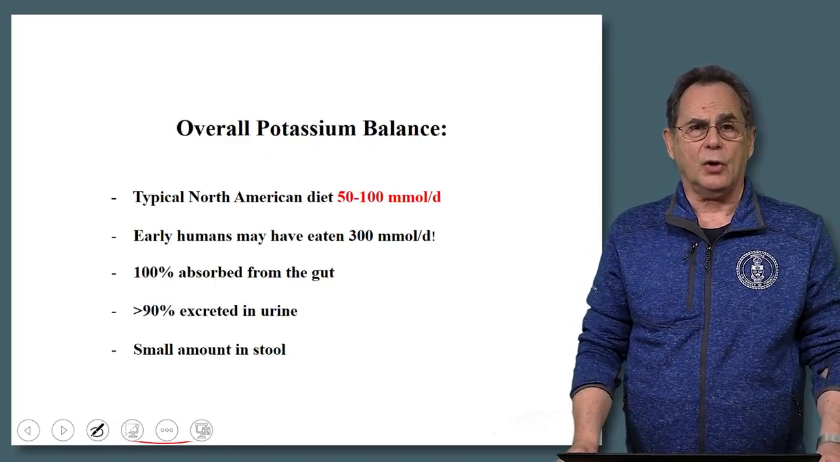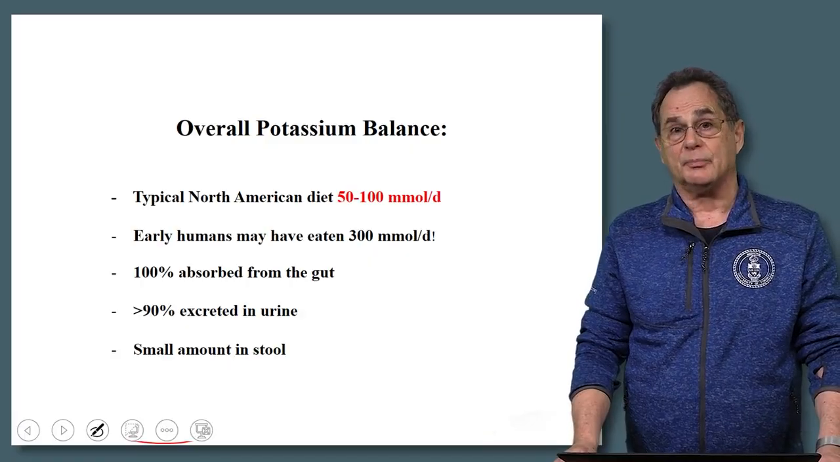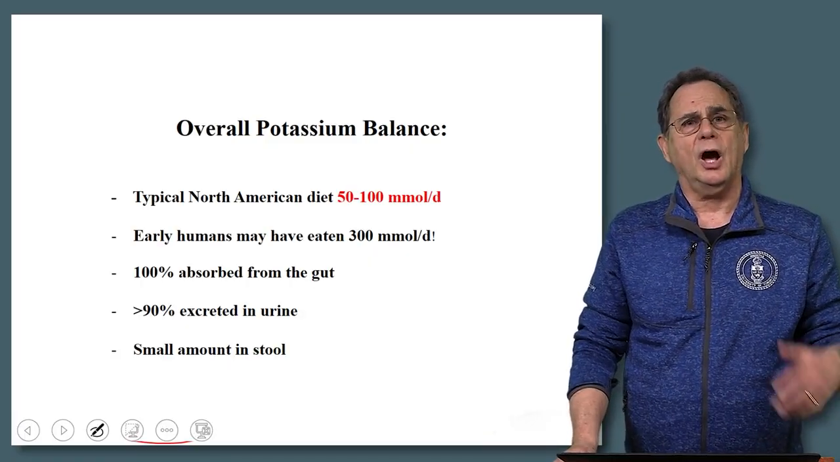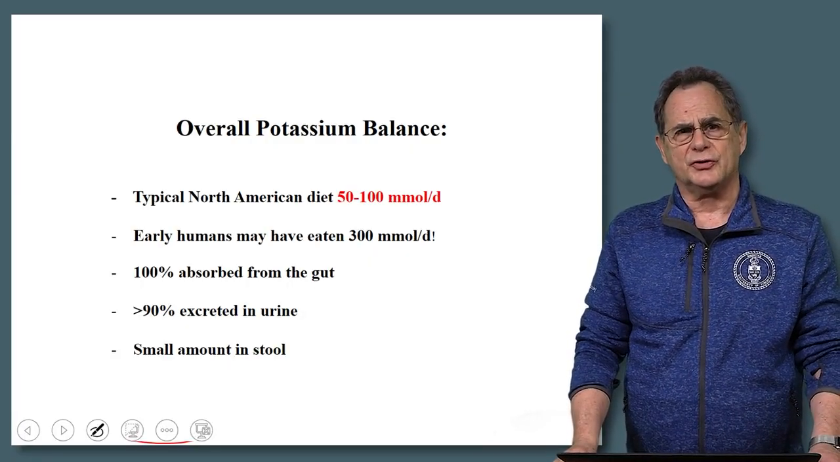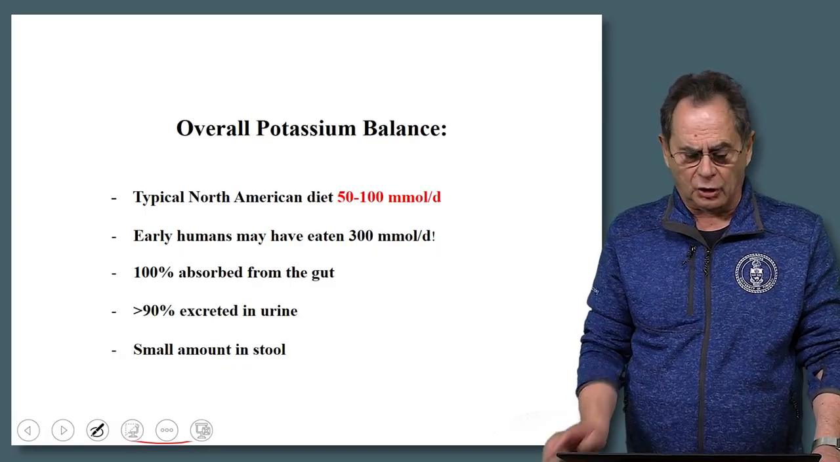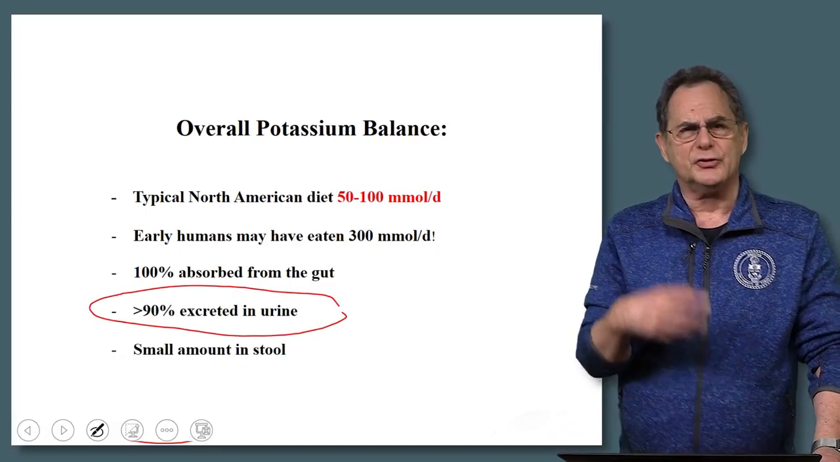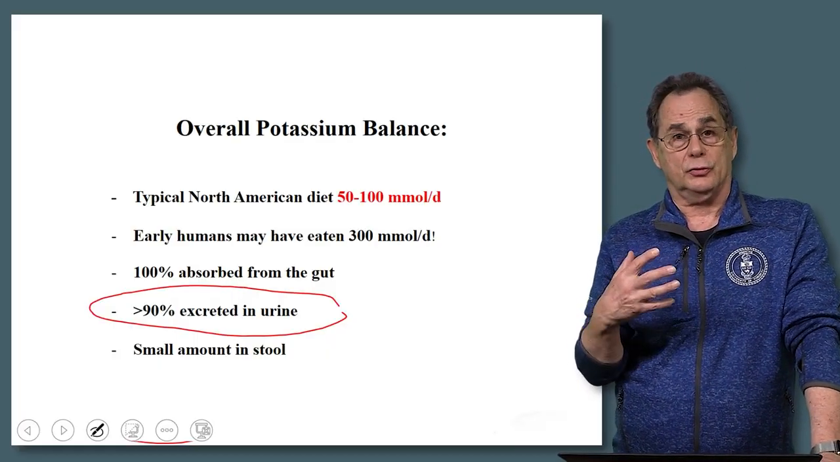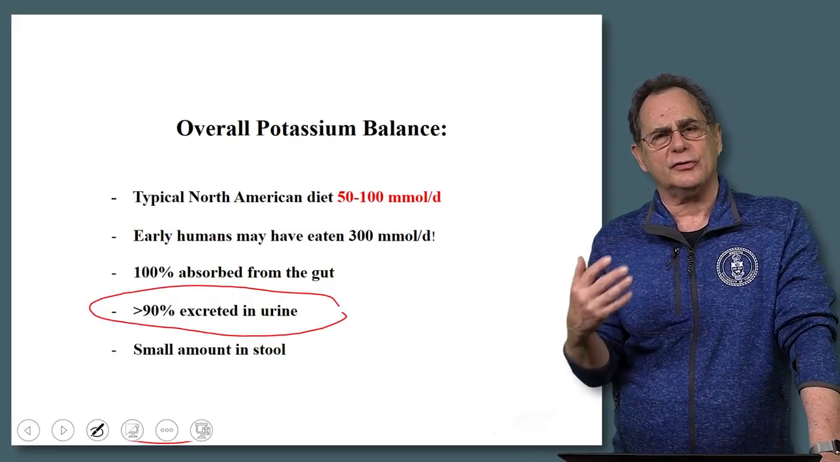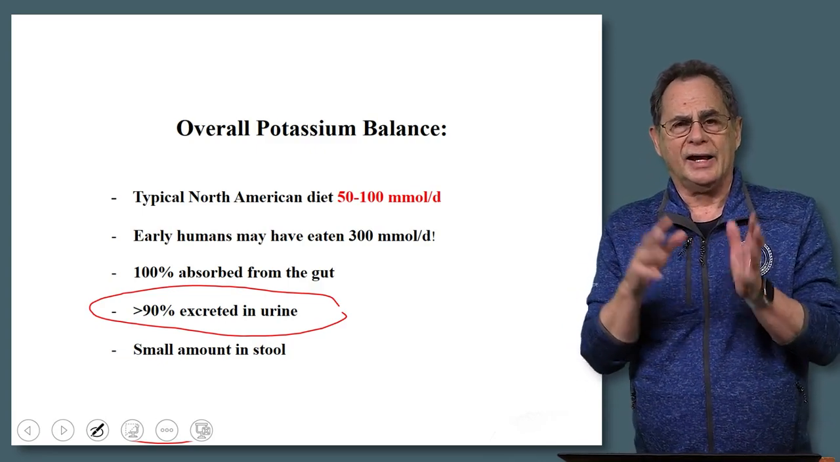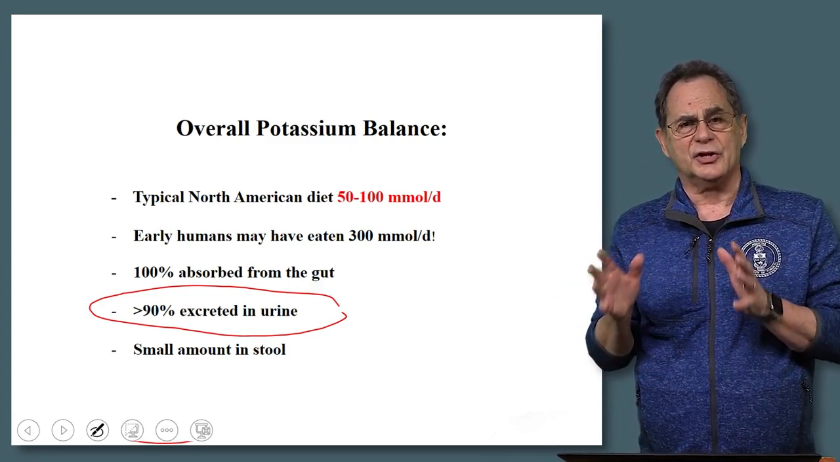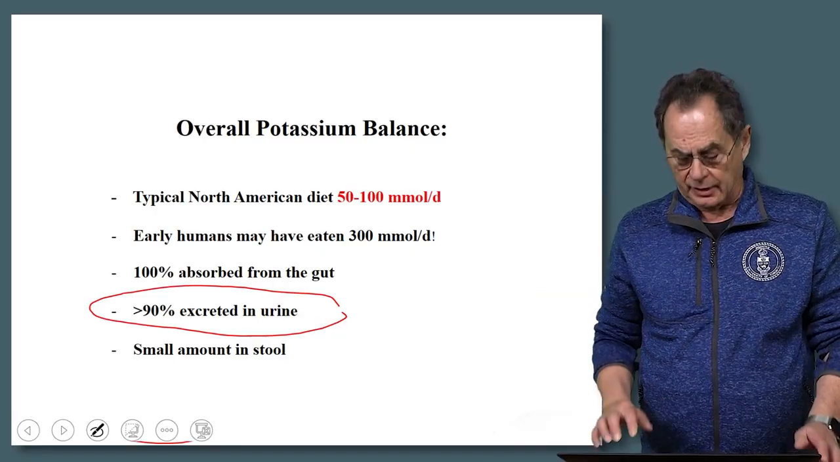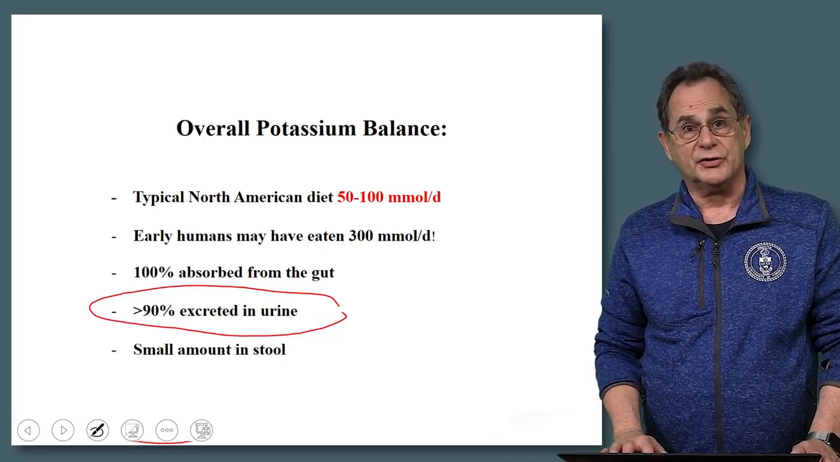Virtually 100% of what we present to the gut epithelium is reabsorbed, and of that, about 90% is excreted in the urine, the remaining small amount in the stool. And for simplicity's sake, we're really going to look at the kidney as the, of course, dominant but almost the exclusive way in which you and I excrete the excess potassium that we take into our bodies each day.